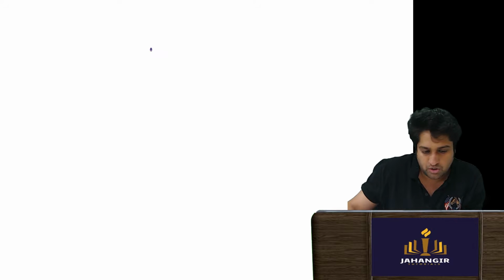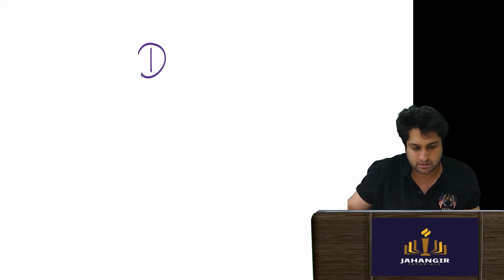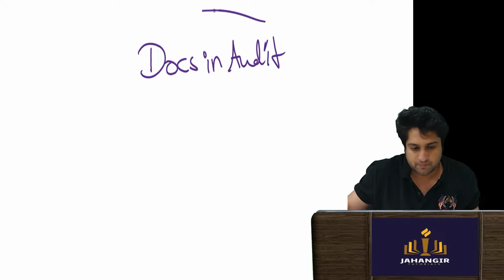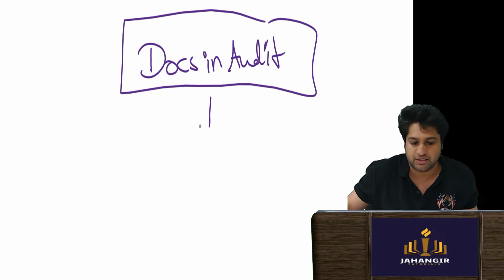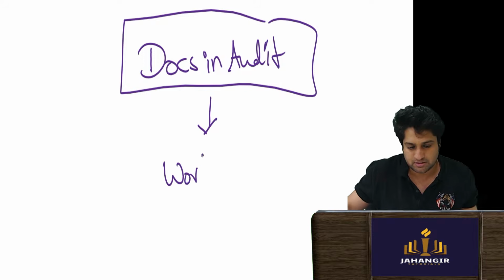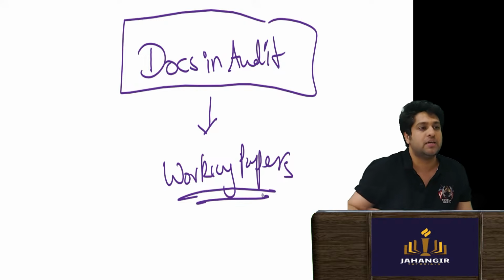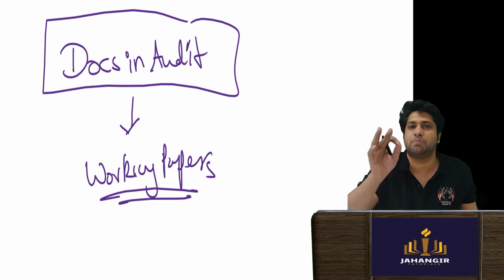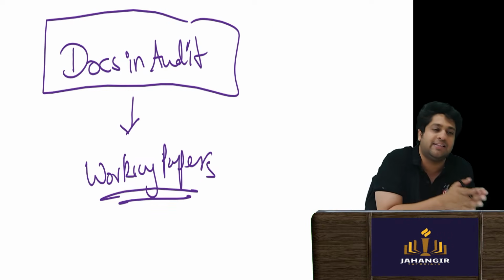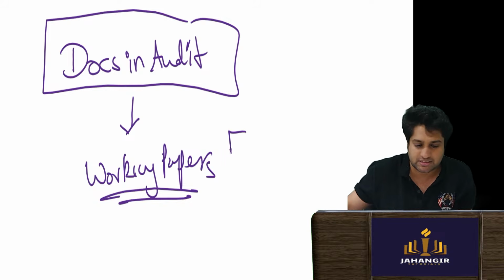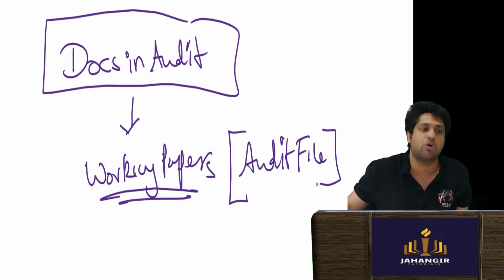Now, documentation. All the documentation in audit is called working papers. Sir, what do you mean by working papers? Whatever work the auditors perform is contained in their working papers. Collectively this is called the audit file. All the working papers are filed, and then it's called an audit file.